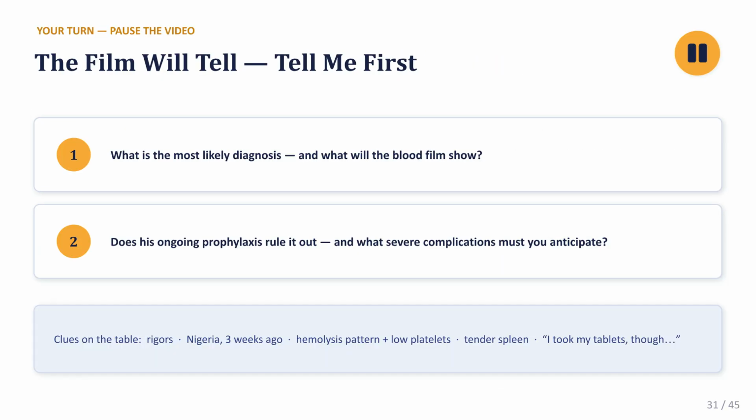Pause the video. Question 1. What is the most likely diagnosis? And, since the answer lives on a glass slide, what exactly will the blood film show? Question 2 has 2 parts.